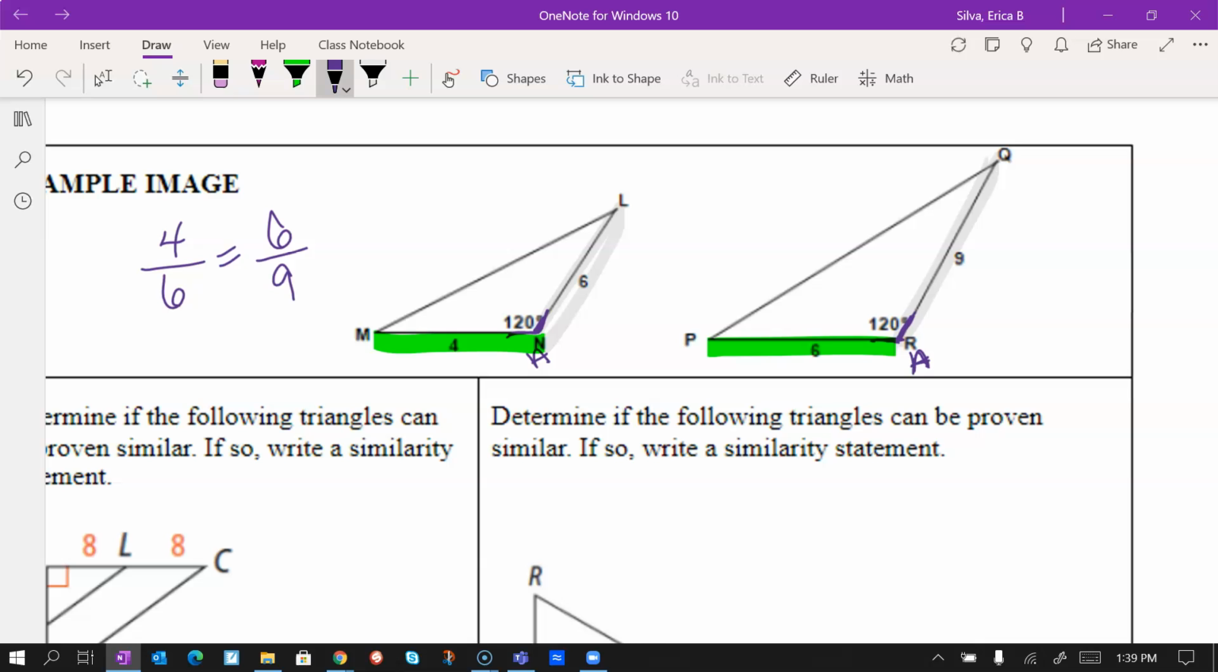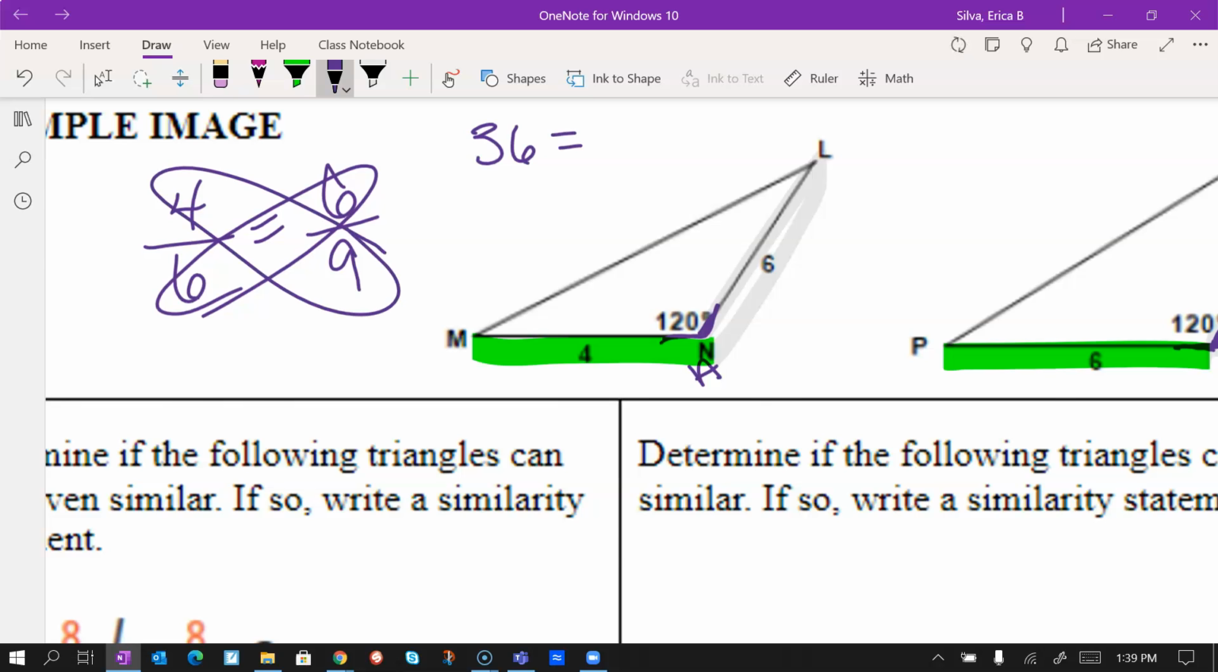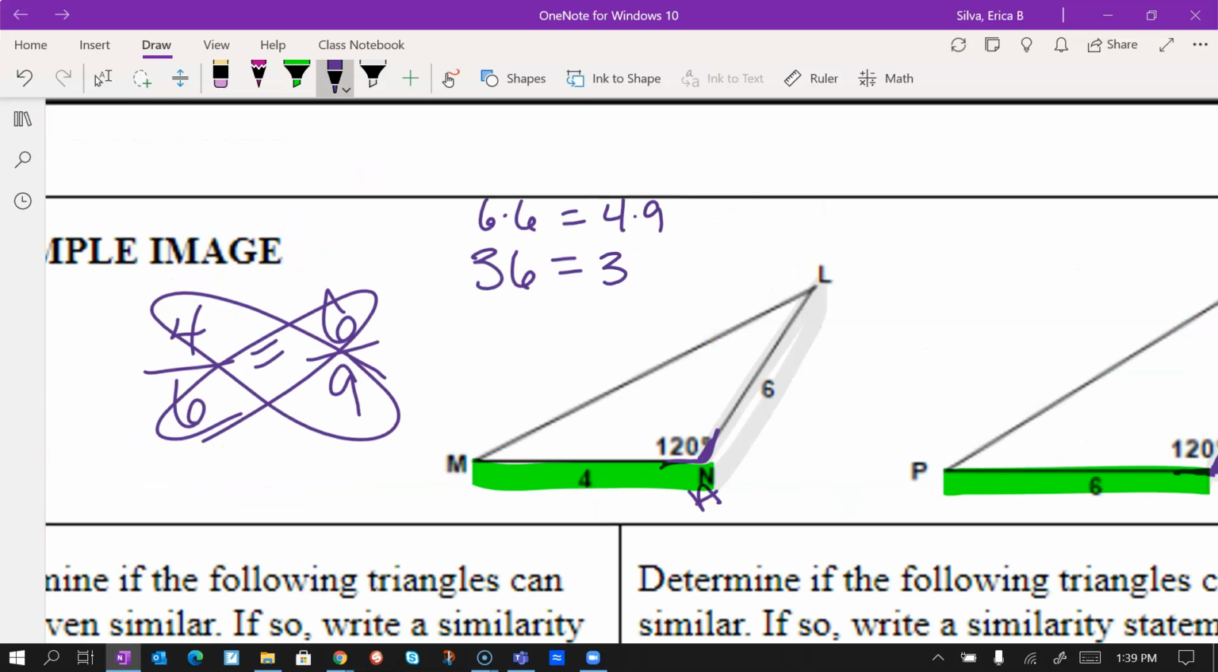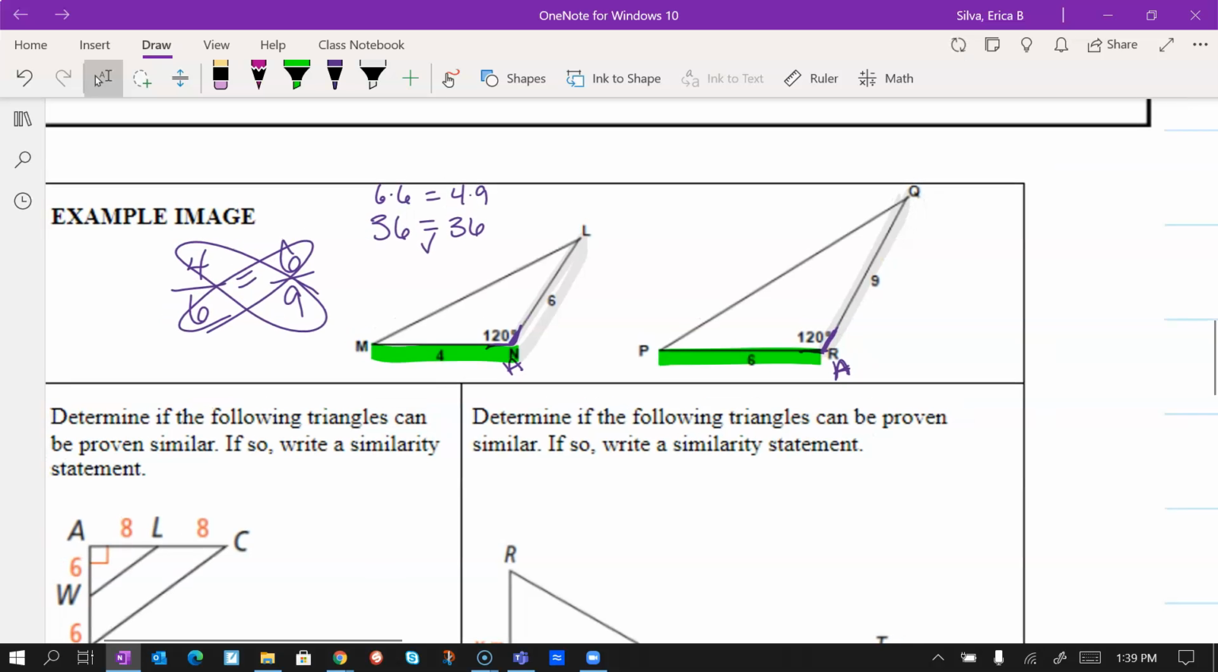So there are different ways that you can determine if 2 ratios are equal. We're going to do each one. For this one, I'm going to do cross multiplication. So we've got 6 times 6 is 36. And then multiply these two. 4 times 9 is also 36. So they are equal, which means they are proportional. So we've got 2 sides that are proportional with the included angle congruent. So then these are similar by the side angle side similarity.